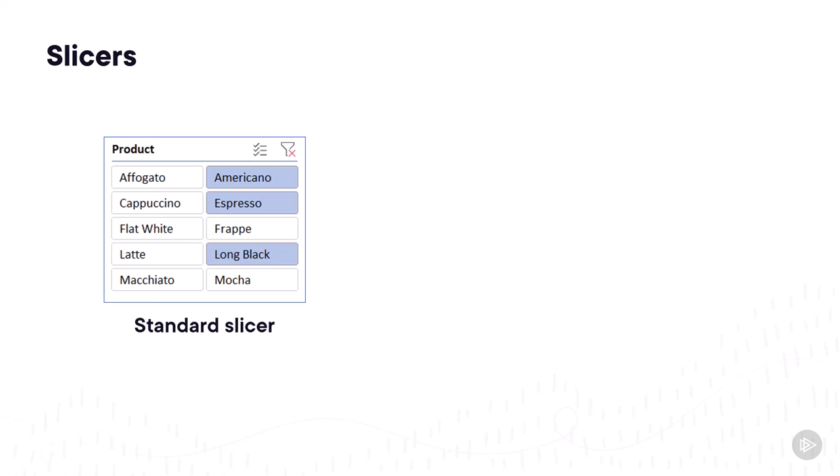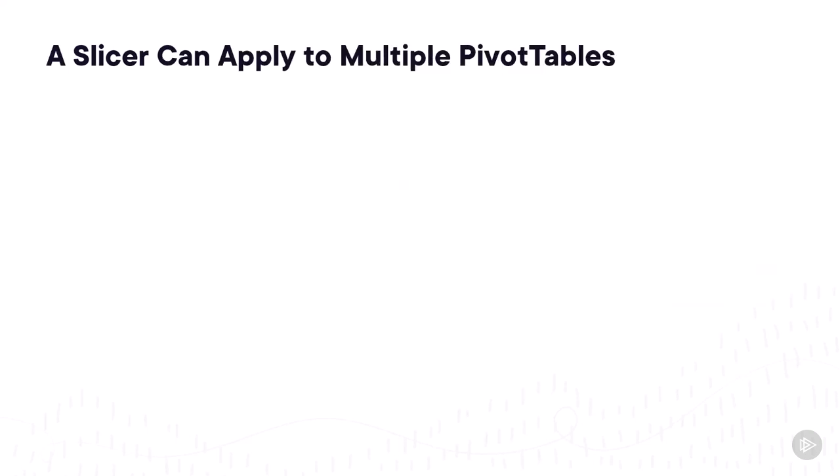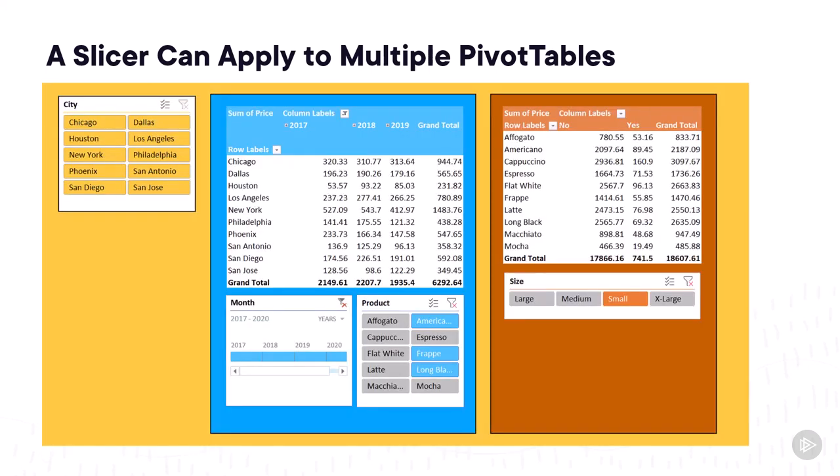What about slicers then? Well, a standard slicer is a set of interactive clickable buttons that you can select, deselect, or even multi-select, and they're used to add interactivity onto a pivot table. Another type of slicer is the timeline slicer, which, as you'd expect, allows you to home in on a period of time. What's also nice about slicers is that you can apply a single slicer to multiple pivot tables in a worksheet. If I was to set up multiple slicers for multiple pivot tables, I'd be sure to provide some sort of visual grouping, as I've done using color in this image.